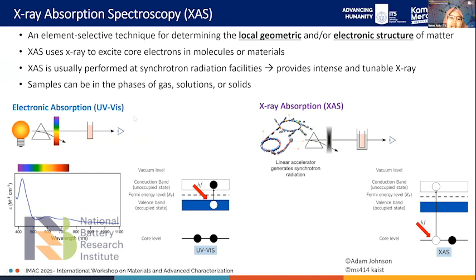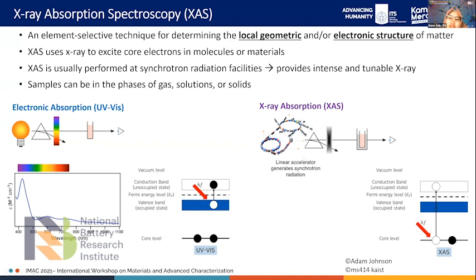If we compare with another absorption spectroscopy, for example, UV-vis spectroscopy, in UV-vis we use electromagnetic waves in the range of UV and visible light. This light is targeted at the sample, and then we can detect the intensity absorbed by the sample. The spectra look like this: the wavelength versus the absorption intensity. In the case of UV-vis spectroscopy, we target the electron at the valence band, and this explains the electronic absorption.